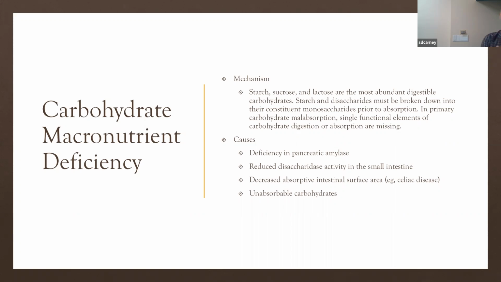But typically it's a problem with the enzymes themselves, more so than anything else, and the breakdown products from that. So single functional elements typically are the problem there. Pancreatic amylase, salivary amylase, not as big of an issue. It's typically more of a pancreatic issue than a salivary issue there. Reduced disaccharidase activity obviously causes a problem in breakdown. So we get these complex sugars that we can't break down, our body can't absorb, and out it comes. And then decreased absorptive surfaces. So if you have celiac disease, you have blunting of your villi, so you can't absorb it. You have a decreased amount of gut, that'll cause it as well. And then, like we talked about, some of the unabsorbable carbohydrates.